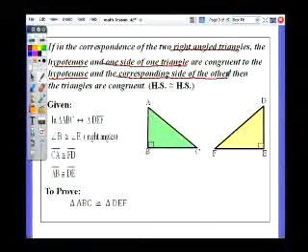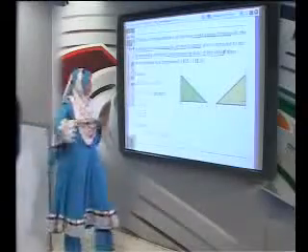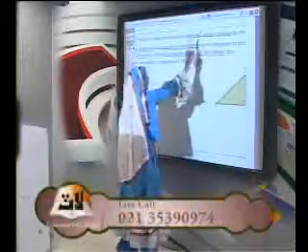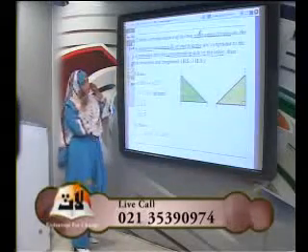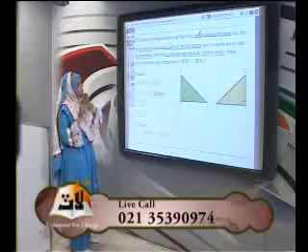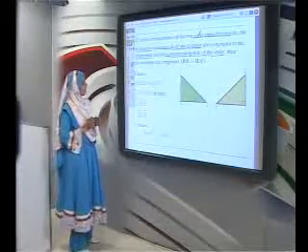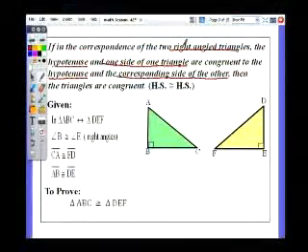So, what is given to us? First of all, the correspondence of two triangles. And what sort of triangles are these? They are the right angle triangles. It says the correspondence of two right angle triangles, and in those two right angle triangles, the hypotenuse and one side of one triangle are congruent to the hypotenuse and the corresponding side of the other. That's what is given to us.